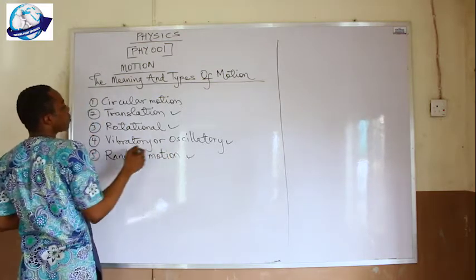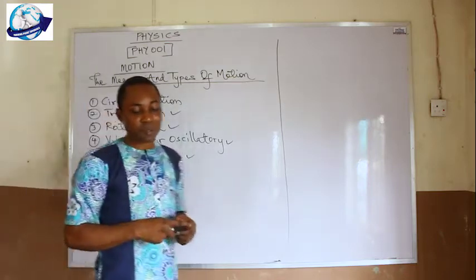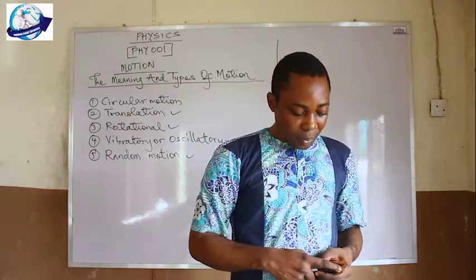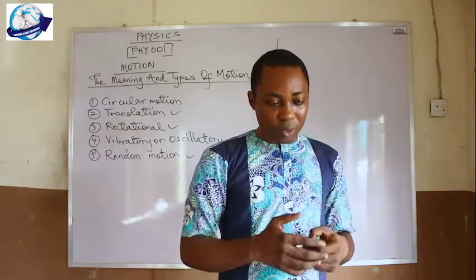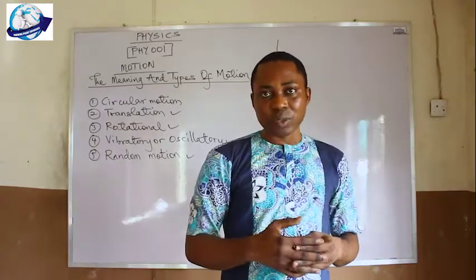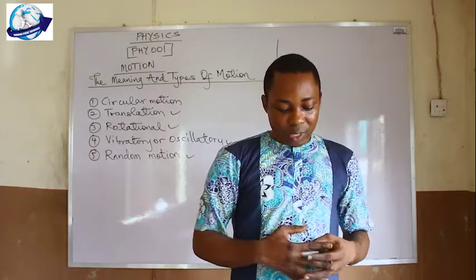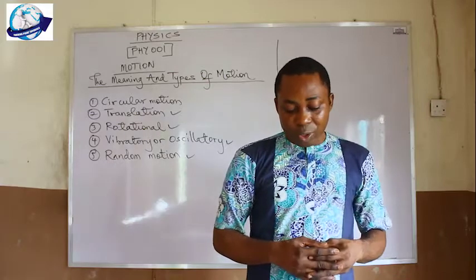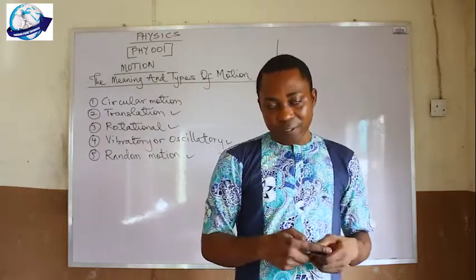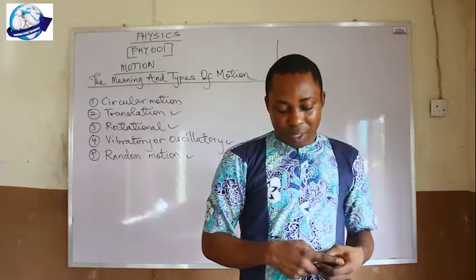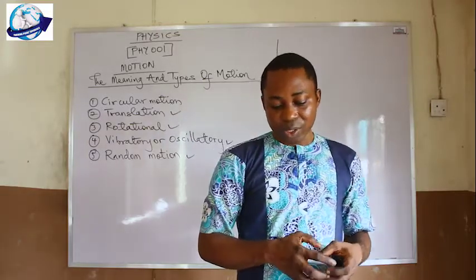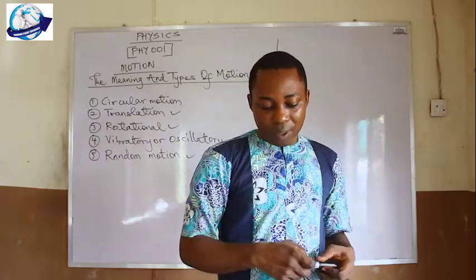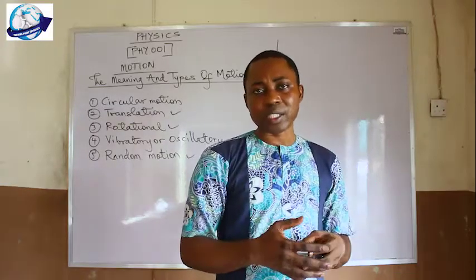But let us quickly look at some of them, because today we are looking at the introductory part of this topic, motion. First of all, circular motion is also called curvilinear motion. What is circular motion? Circular motion is the motion of a body along a curved or circular path. For example, the motion of the earth going around the sun in its orbit, or the motion of vehicles moving along a roundabout. That is an example of circular motion.